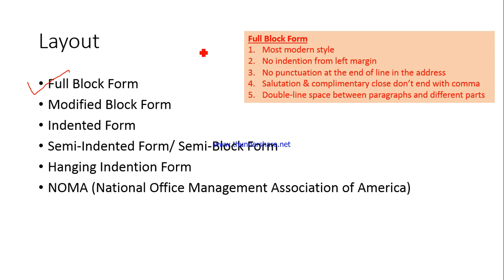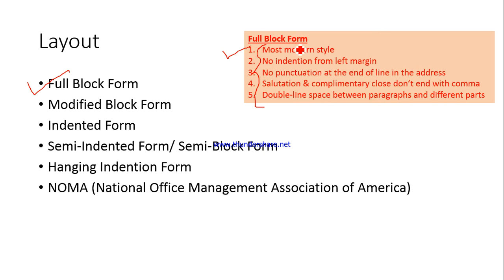Now why am I doing the full block form? Because number one, it is the most modern style, and secondly, there are the least chances of error because it is relatively very simple to understand and to retain, and that is why I have included this particular form. Now please understand that these are the various elements, the various characteristics, of a full block form. It is the most modern style. There is no indentation from the left margin, which means you don't have to leave any space from the left margin, right? We'll discuss an example and you will be able to understand this better.